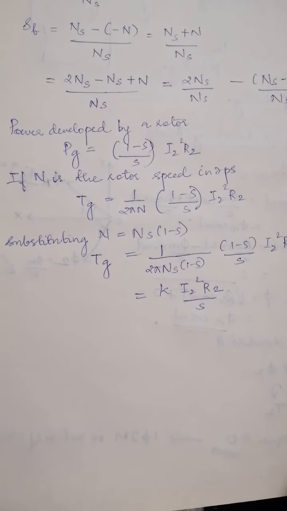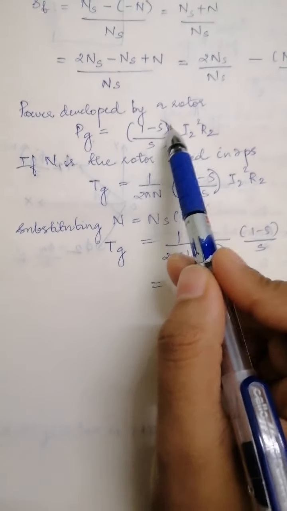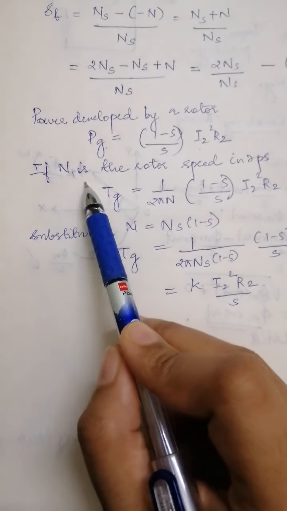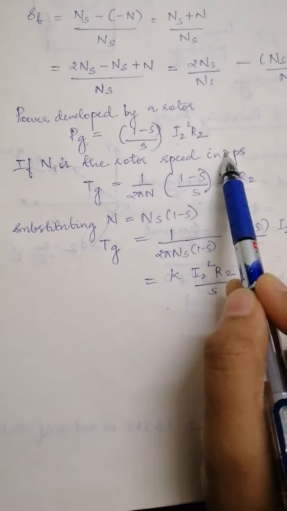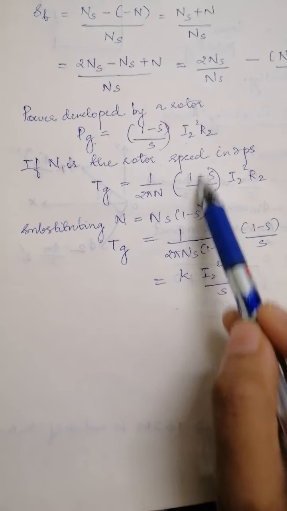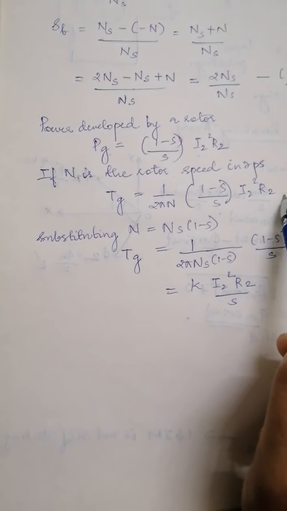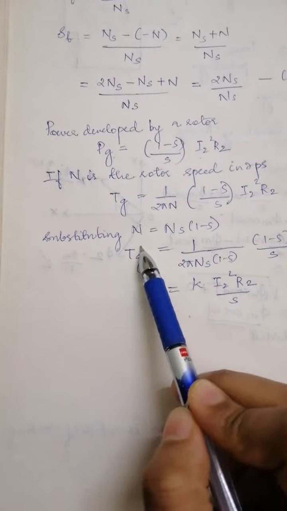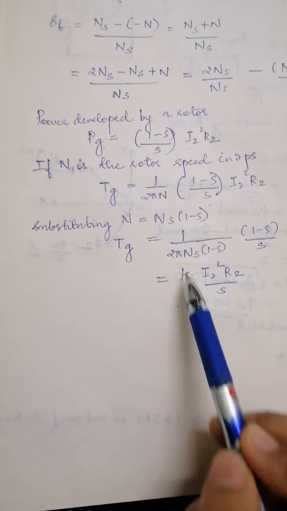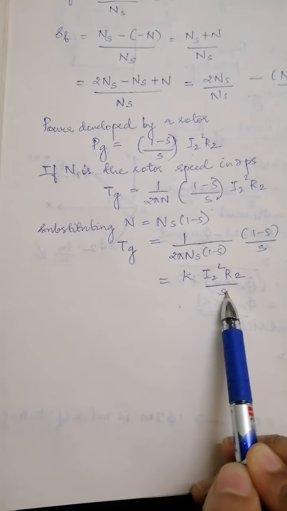Now the power developed by a rotor can be written as Pg is equal to 1 minus S by S into I2 square R2. If N is the rotor speed in RPS, then the torque can be written as 1 by 2 pi N into 1 minus S by S into I2 square R2. Now let's substitute N with Ns into 1 minus S. Then we will get Tg is equal to K into I2 square R2 by S.